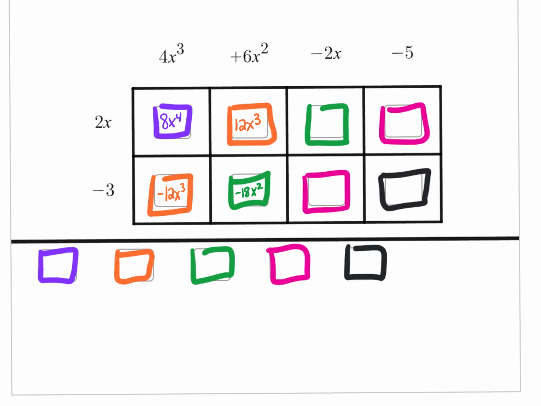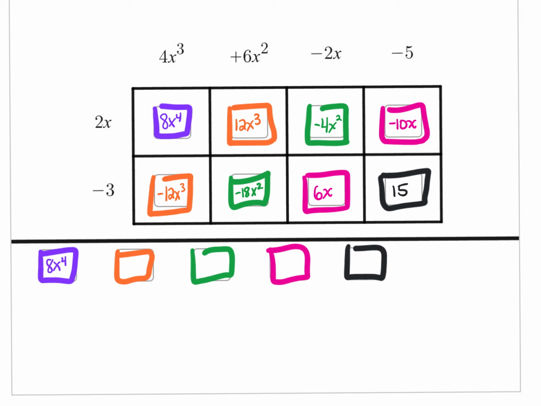I get 2x times negative 2x, which is negative 4x squared. Negative 3 times negative 2x is positive 6x. Sorry, I missed a squared on the first one. Then I go up to the next column, and I do 2x times negative 5, which is negative 10x. And then finally, negative 3 times negative 5 is positive 15. And then what I do with that, I fill in the boxes below by just looking at the corresponding colored boxes. So the very first term is just 8x to the fourth.